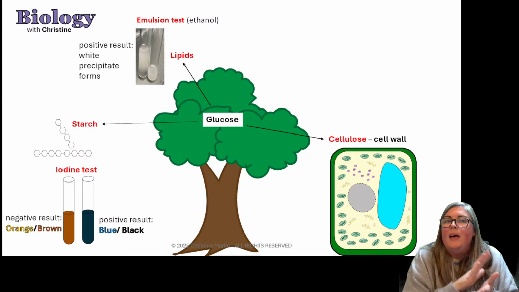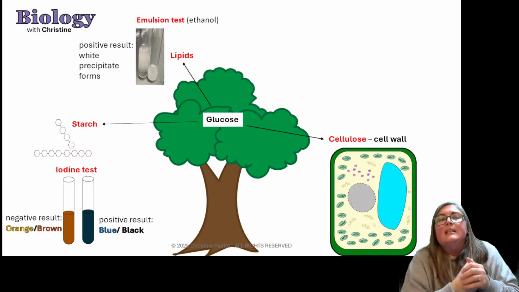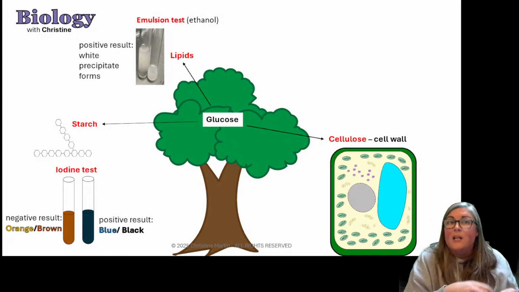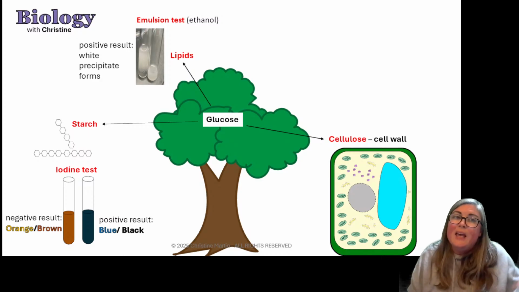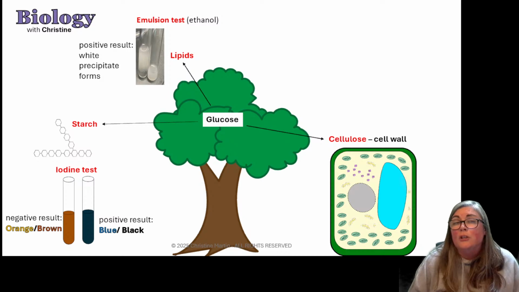If the glucose is used for the lipids, and we want to test a food source to see if there are lipids present, we would do the emulsion test where we use ethanol. Positive result, we'd get a white precipitate forming. So the way it reacts, it shows us this white precipitate. That therefore means we can say, yay, we've got a positive result. If it were negative, it would be a clear solution.